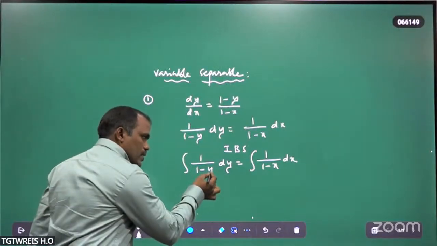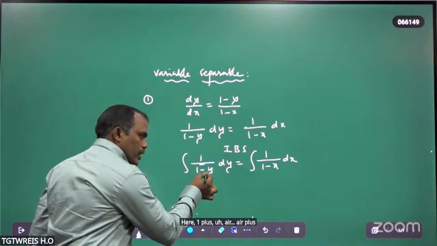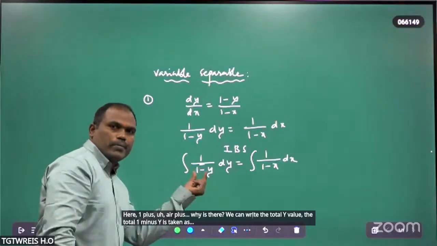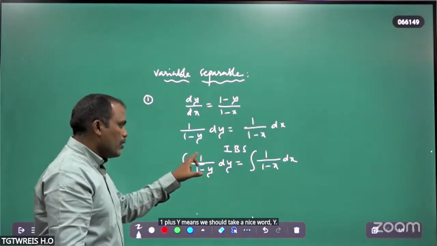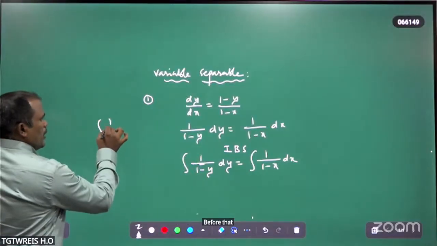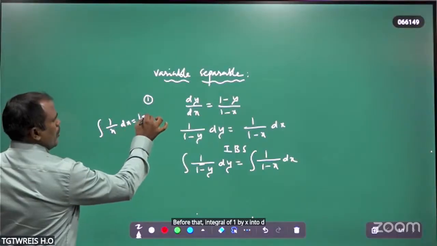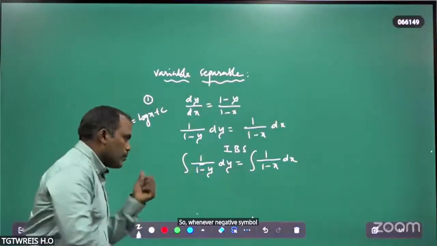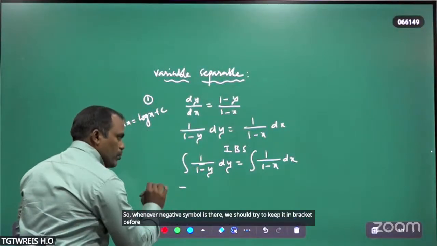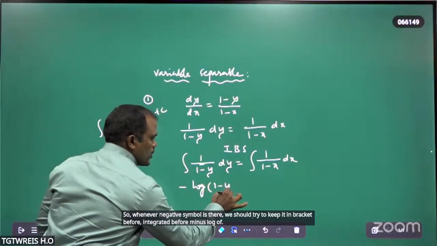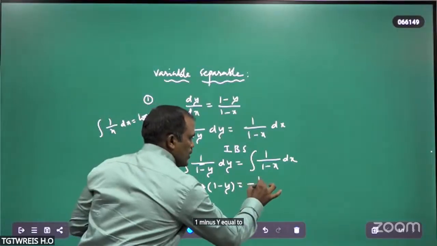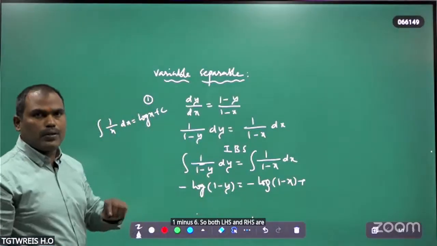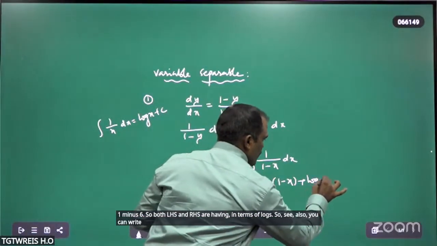Here, the total 1 minus y is taken as 1 plus y means we should take it as y. So integral of 1 by y, and before that, integral of 1 by x into dx, what is the formula? Log x plus c. Whenever a negative symbol is there, we should try to keep it in a bracket before integrating. So minus log of 1 minus y equals minus log of 1 minus x. Both LHS and RHS are in terms of log, so C also you can write in terms of log C.